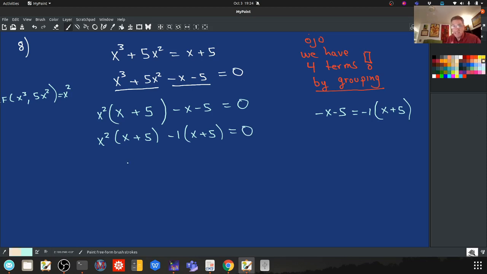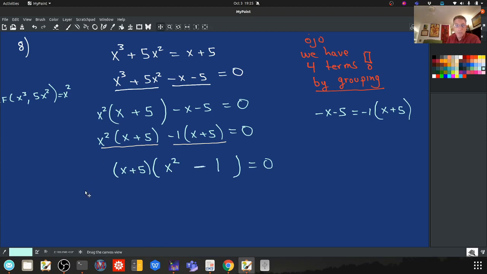So is there anything else I can do? Well, I have now reduced it to two terms. And when we did factoring by grouping before, those two terms have a greatest common factor. And in this case, that greatest common factor is x plus 5. So I'm going to pull out that common factor of x plus 5. So x squared times x plus 5 divided by x plus 5 leaves me x squared. Minus 1 times x plus 5 divided by x plus 5 leaves me a minus 1.